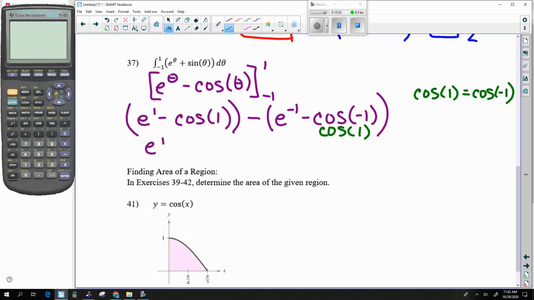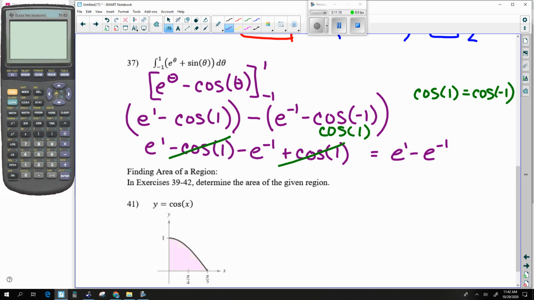So this would be e to the 1 minus cosine of 1, minus e to the negative 1 plus cosine of 1. And notice that you have a negative cosine plus a cosine. And so ultimately, this will be e to the 1 minus e to the negative 1. Again, a negative exponent can be written as a denominator, and a lot of times when things have an exponent of 1, they just don't write it.